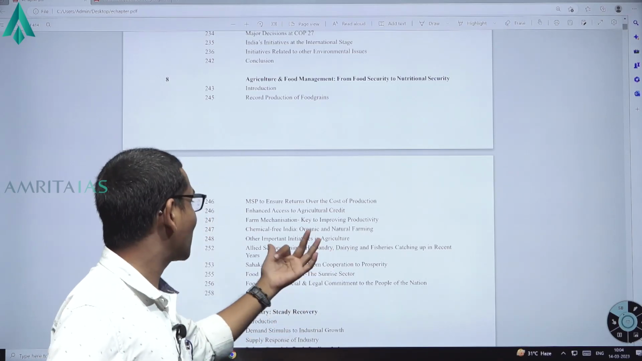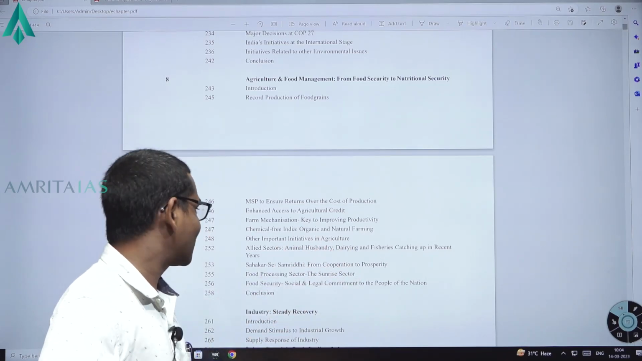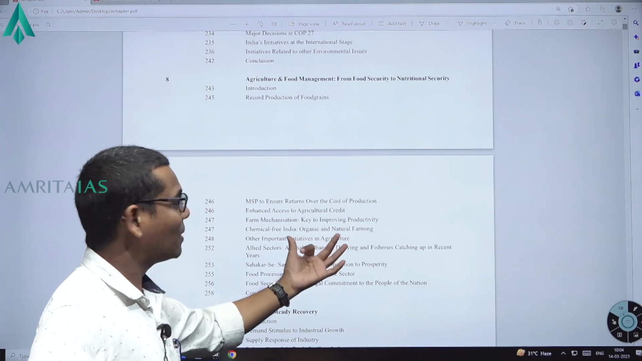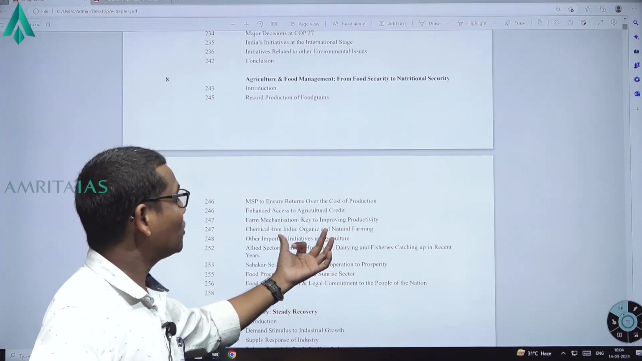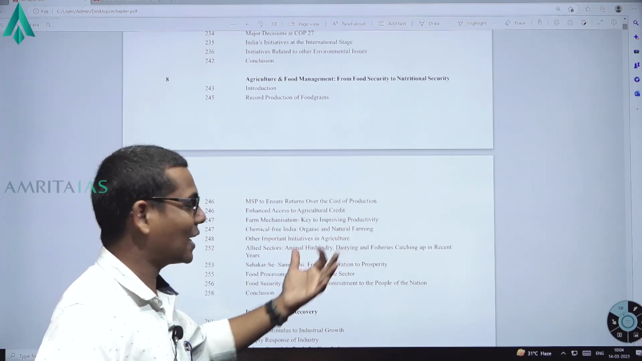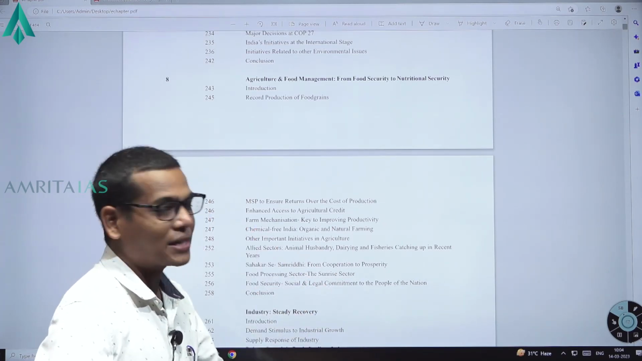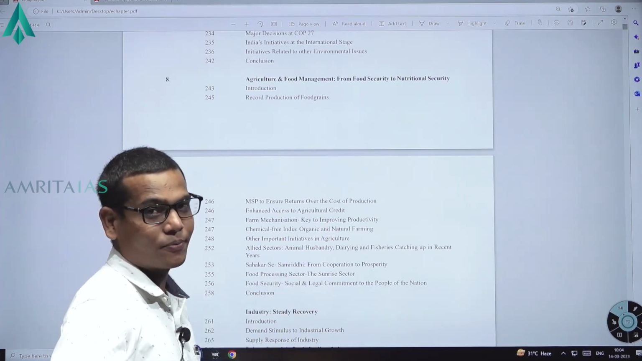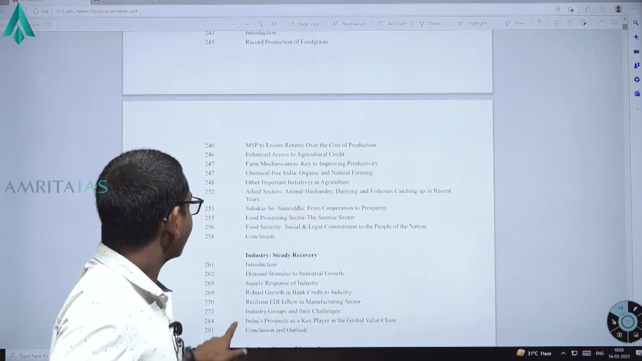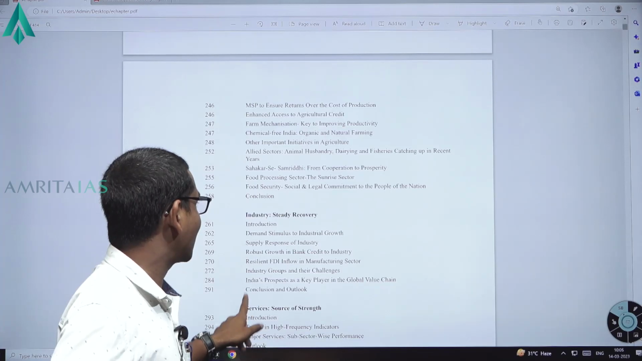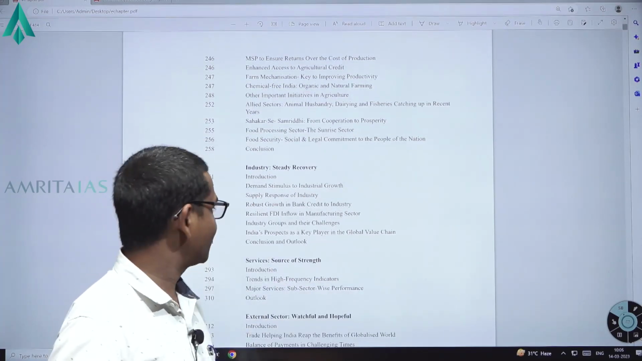And it has given new concepts like organic and natural farming, because normally the official data you may not get outside the Economic Survey. So the recent initiatives and the recent progress that we have made, you will get here. And food processing, sunrise sector, food security, they have mentioned.